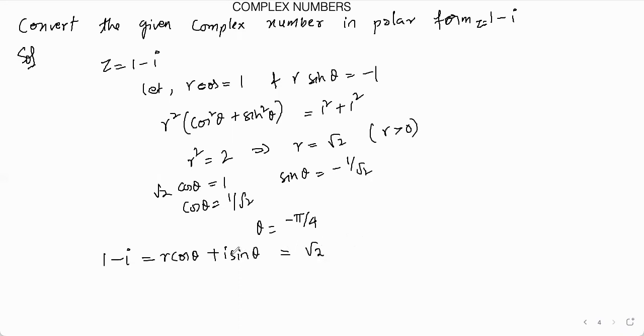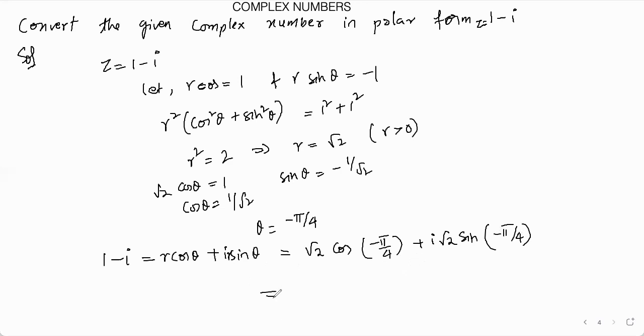Okay, there is r here. Don't forget that. So root 2 cos theta, which we found as minus pi by 4, because it lies in the fourth quadrant. So this is minus pi by 4. And plus i root 2 sine minus pi by 4.